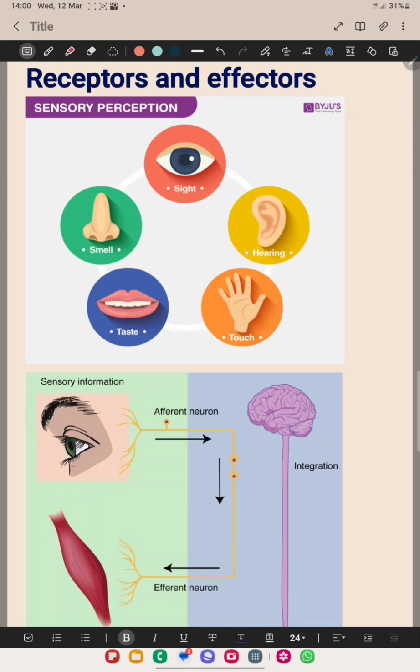The reaction to a stimulus is known as a response. Mainly the responses are done by effectors. The effectors of our body are muscles and glands.